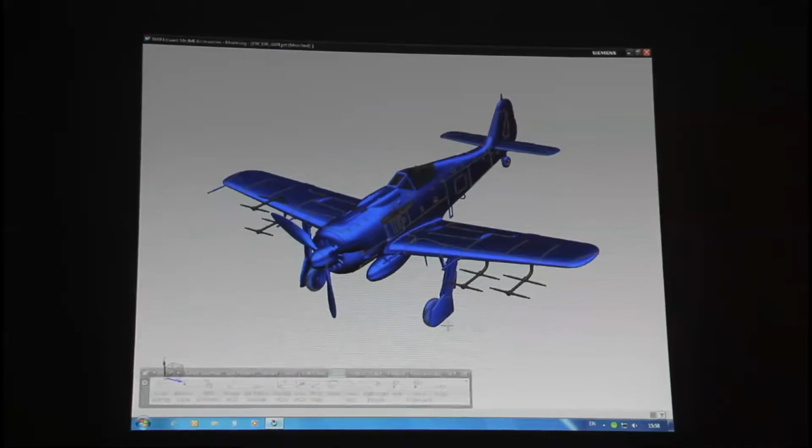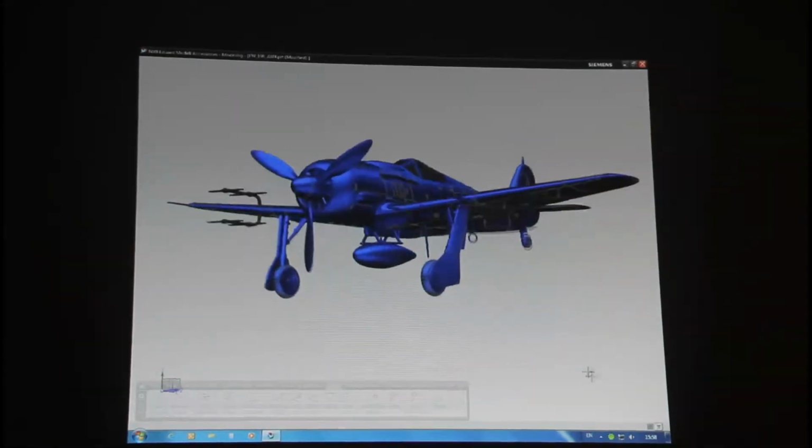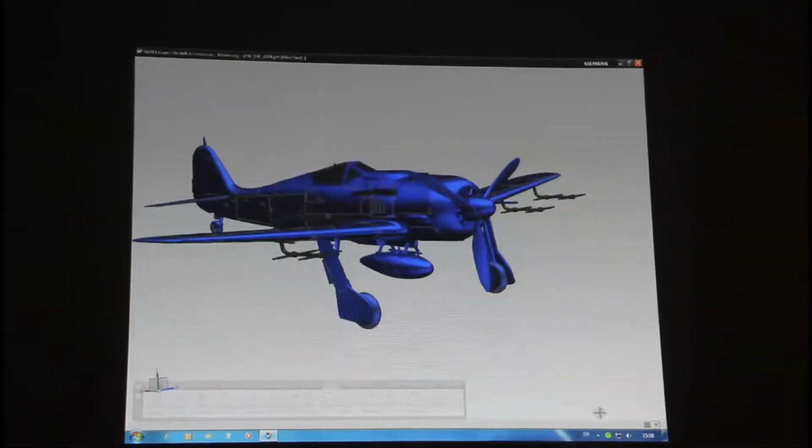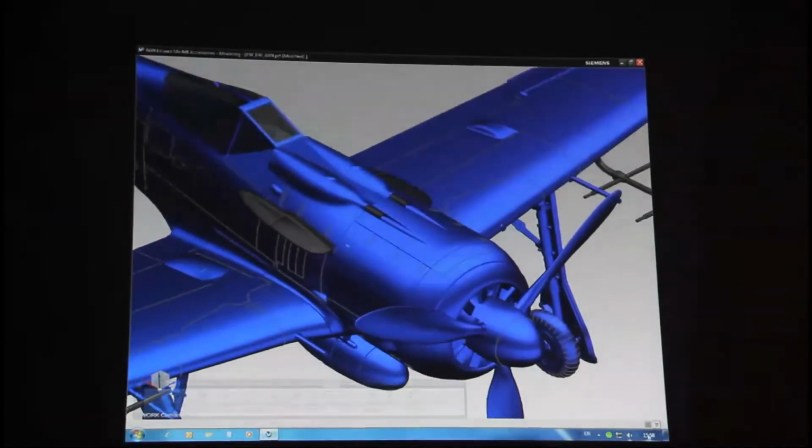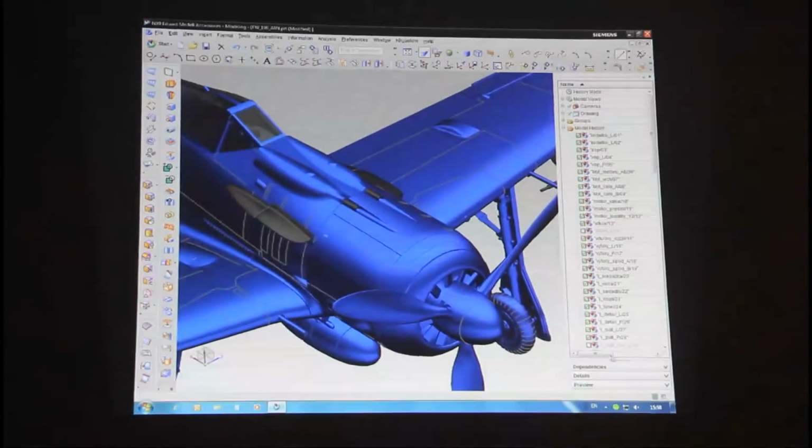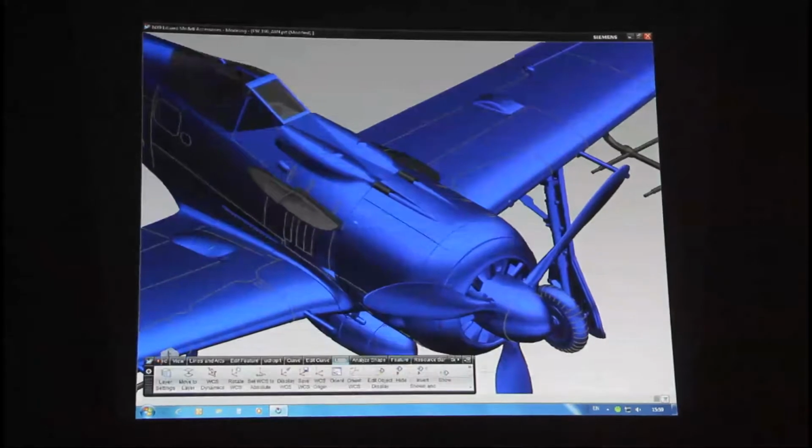Night Fighter. Very popular one. In reality, built in few pieces only.